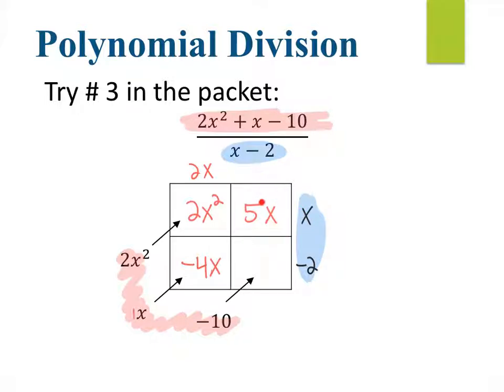Something times x gave me 5x. That's got to be a 5. Check it with a 5. That's got to be -10. Oh, yep, that's -10. Perfect. I've checked myself. And my answer to this math problem is this. This is my answer. And so I'm going to want to rewrite that so that when I have my division problem, my answer to this division problem is 2x plus 5.